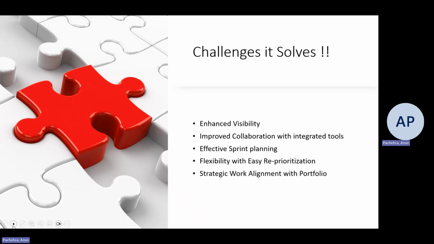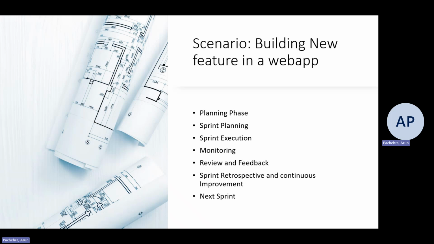So let's plan. What are we planning? We're building a new feature in a web app. That's what we are planning. Building a new feature for a web application could be a more or less realistic scenario of software development. So, the first phase would be the planning phase. What we need to do in that is identify requirements. The product owner identifies the need for a new feature, let's say an enhanced user profile page.